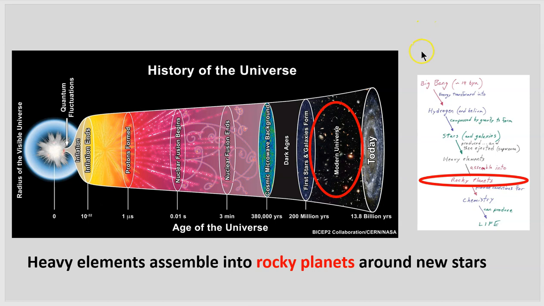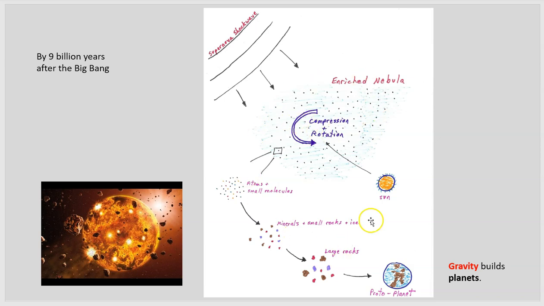Okay, in this final lesson of our journey through time, we're ready to pick up the story with the formation of rocky planets. And you'll recall that rocky planets are only possible when the universe has enough heavy elements out of which to make these rocky planets. So in this drawing here, we see an enriched nebula, so mostly hydrogen with some helium, but it is enriched with heavy elements from previous generations of stars and supernova. The heavy elements are the materials out of which the rocky planets will form.